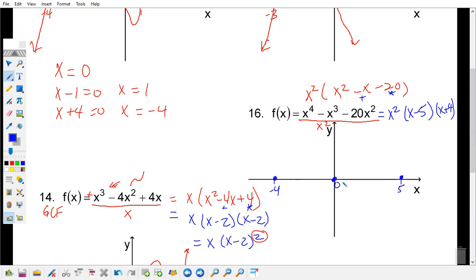Okay, 0 is a special root. It's going to be a double root. So instead of crossing 0, I'm going to touch it. I have a positive 4th degree polynomial. That means that if I end positively, I also have to start positively. So I'm going to start at positive y's, work my way to 0. At 0, it touches. And then it's going to come back up.